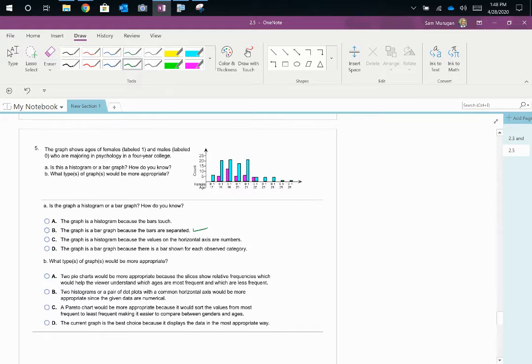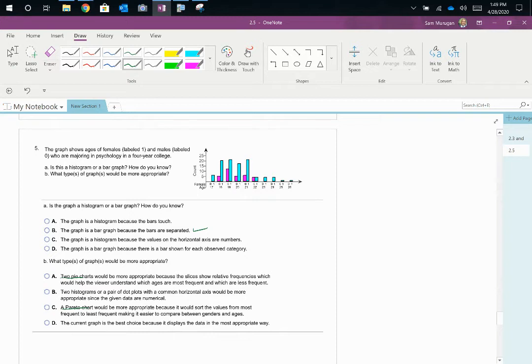And what type of graph would be more appropriate? So now we're dealing with several types of data, not 3 categories of data. We're dealing with numerical data. So a pair of histograms might be more appropriate. You don't want to use either a pie chart or a Pareto chart.